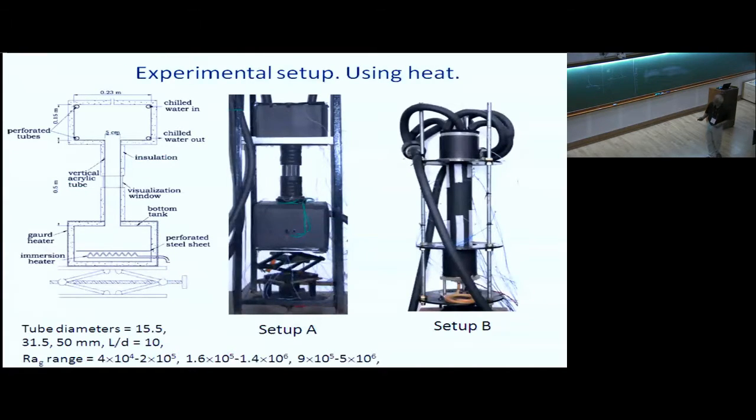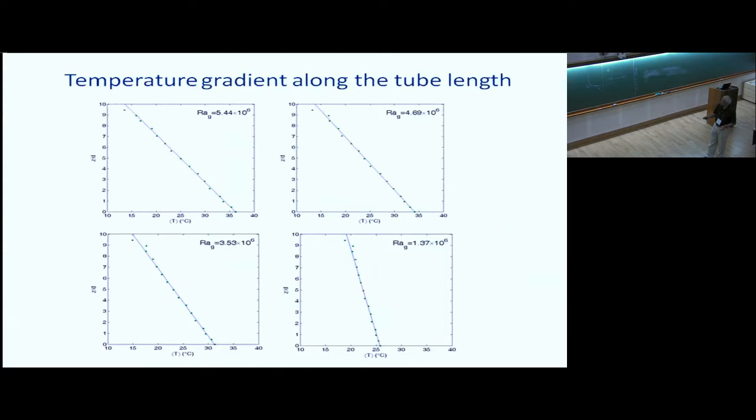And we did experiments with heat also, and with different tube diameters and tube lengths, but all of them with an L by D ratio of about 10, such that you got axially homogeneous flow in the center. And of course, it had to be insulated. And if you look at the temperature gradient, you can see it is linear. But this is not conduction. It is turbulent convection, but the temperature gradient is, of course, linear because it's axially homogeneous.